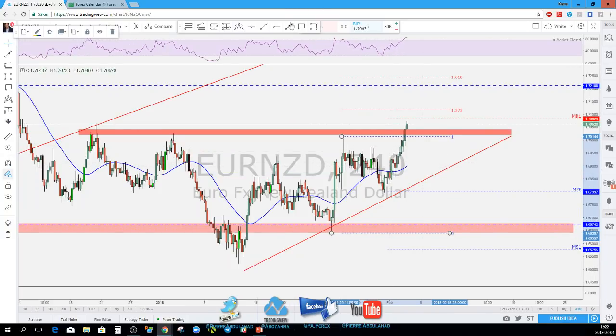So for a trend continuation trade, we want to see a retest maybe toward this structure, this neckline, and try to take a long from these areas.